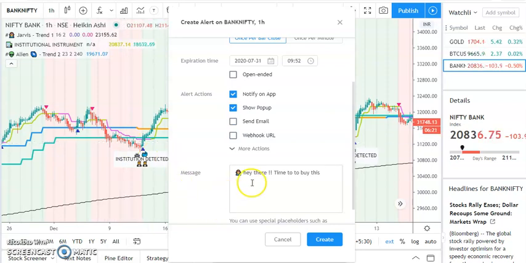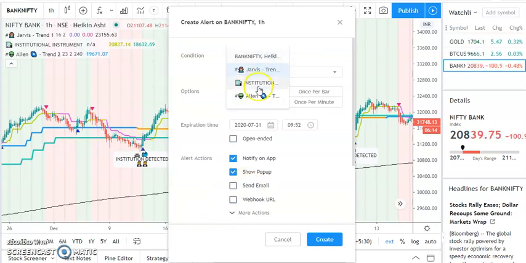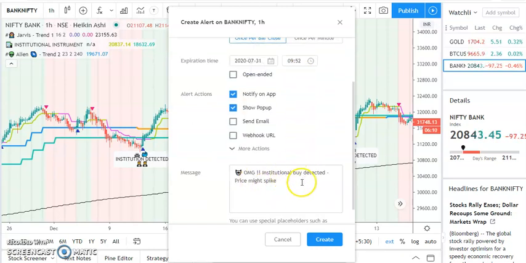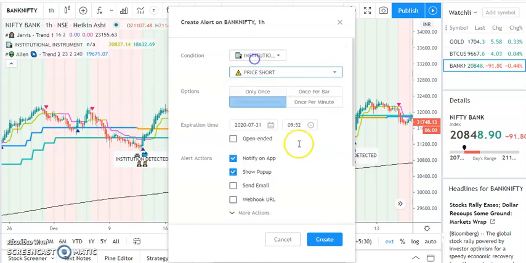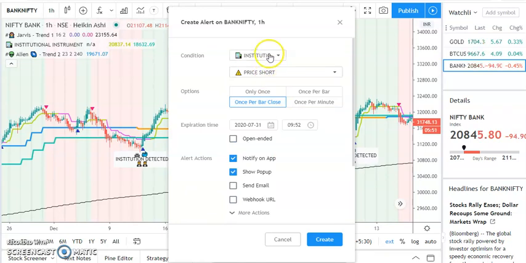So this will tell you, time to buy this. You will get a message on your mobile that you should buy. Institutional price short, whales, institutional activity. Oh my god, institution buy detected, price might spike. You will get this notification on your mobile. The moment you see the price short, check your mobile, careful, price might go down. You should immediately check your mobile, see your positions, and put a stop loss.